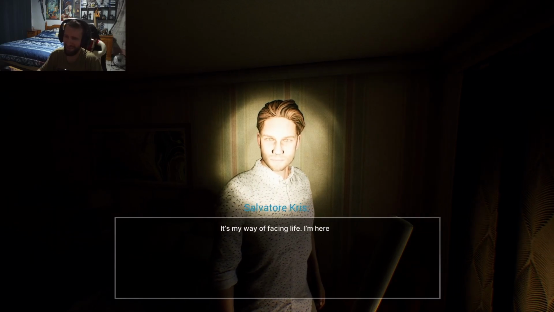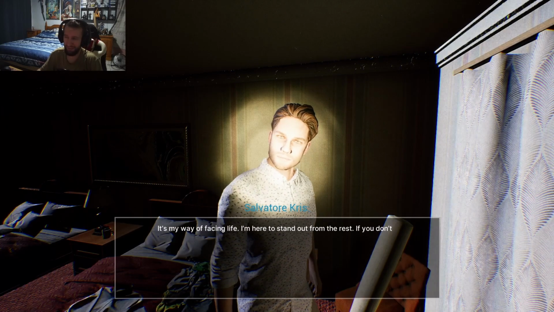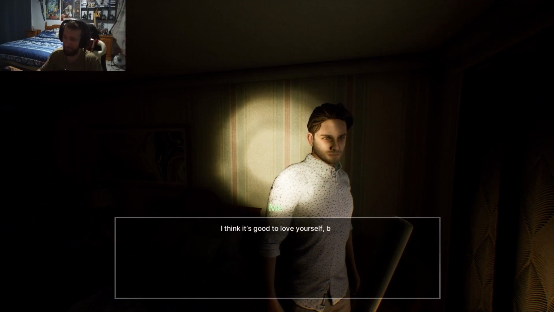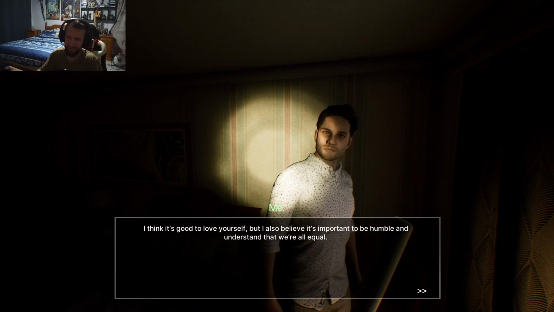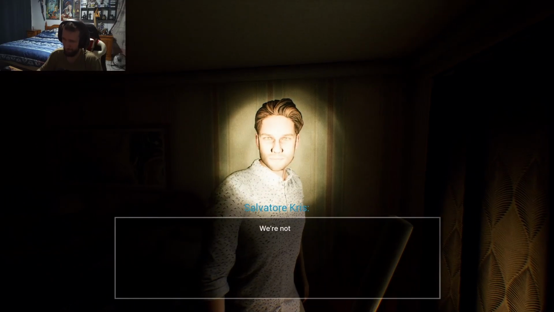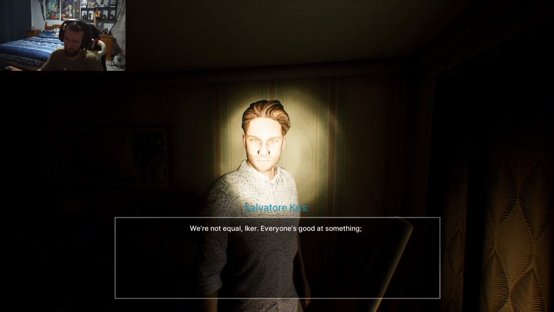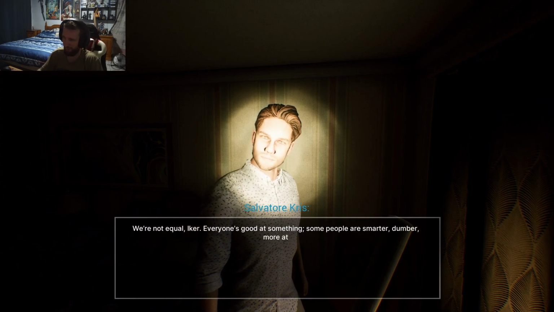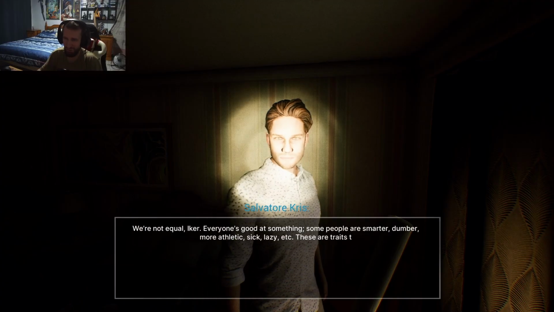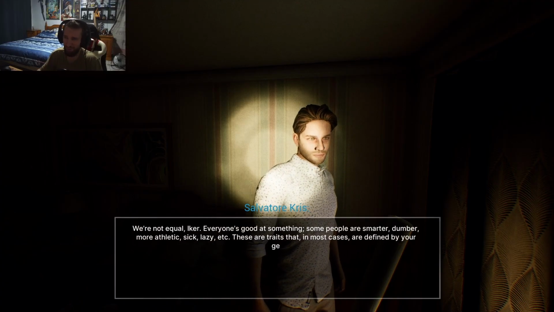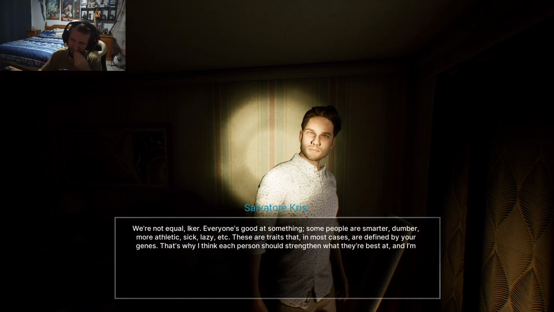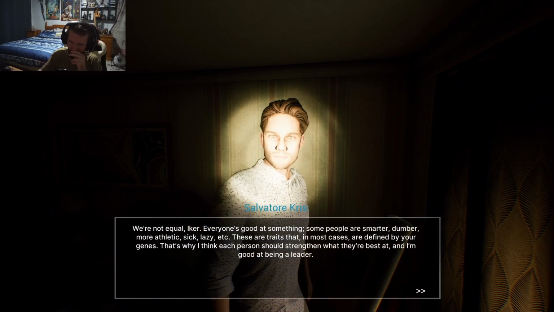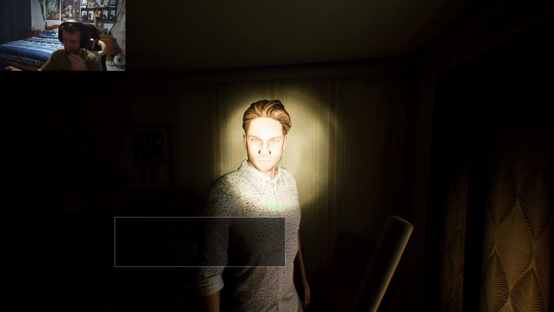It's my way of facing life. I'm here to stand out from the rest. If you don't love yourself, who will? I think it's good to love yourself. But also I believe it's important to be humble and understand that we are equal. We're not equal, Iker. Everyone's good at something. Some people are smarter, dumber, more athletic, sick, lazy, etc. These are traits that in most cases are defined by your genes. That's why I think each person should strengthen what they are best at. And I'm good at being a leader.